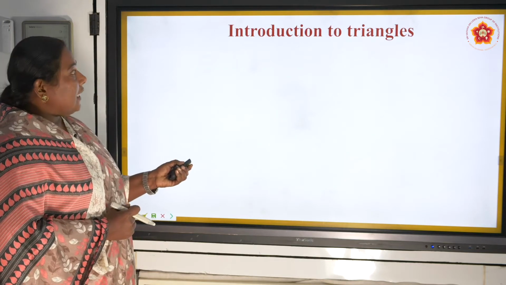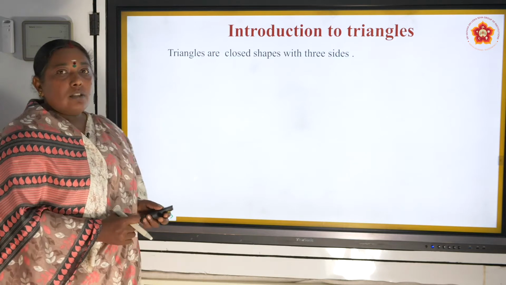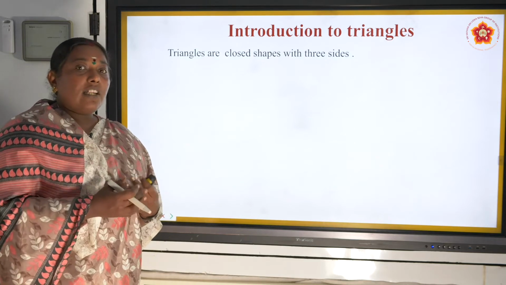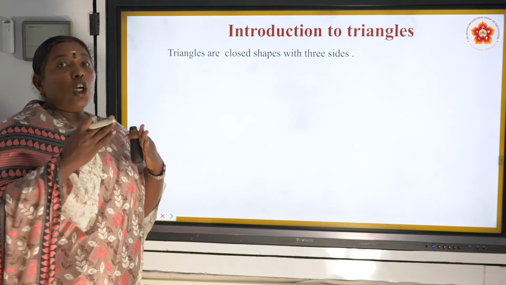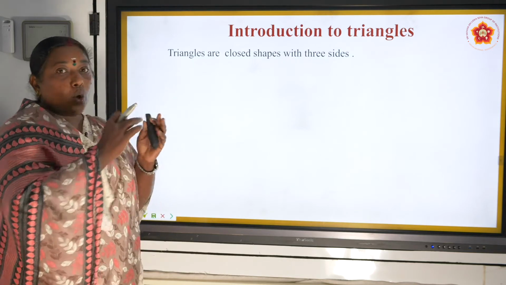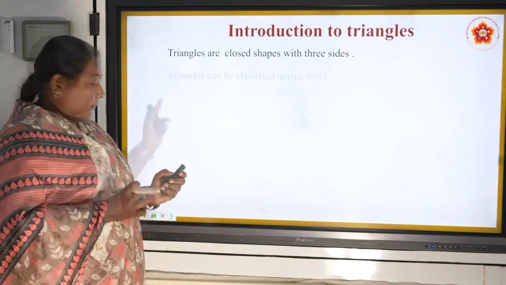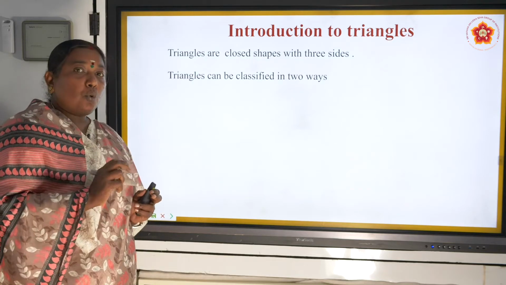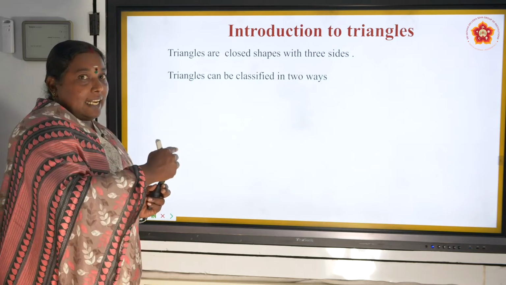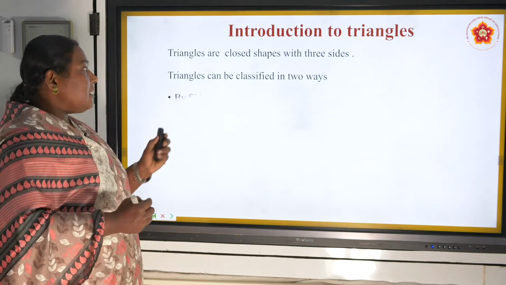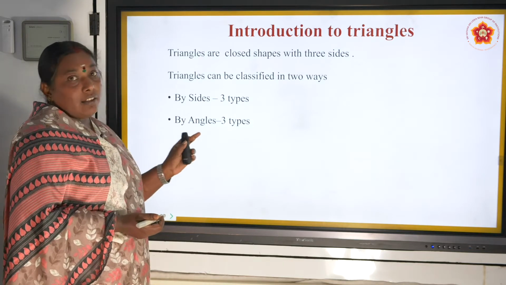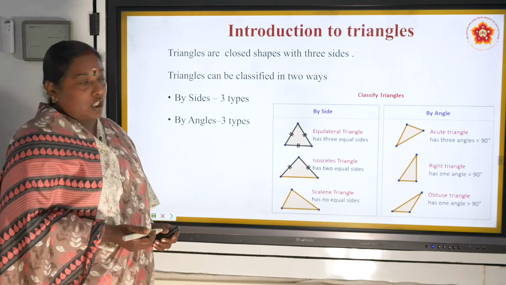Let us start the introduction. Triangles. In 8th standard we studied understanding polygons. In that we saw a polygon is a closed shape with line segments. So triangles are closed shapes with 3 sides. Triangles can be classified in 2 ways. What are the ways? In a triangle, what do we know? They have sides and angles. On the basis of the sides we have 3 types. On the basis of the angles we have 3 types. Let us see what they are.